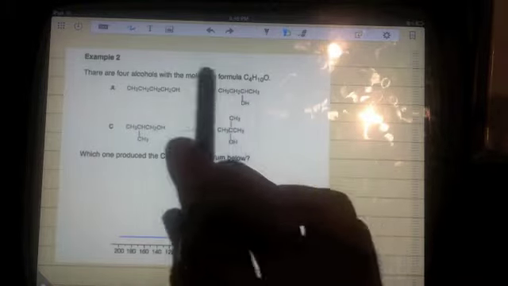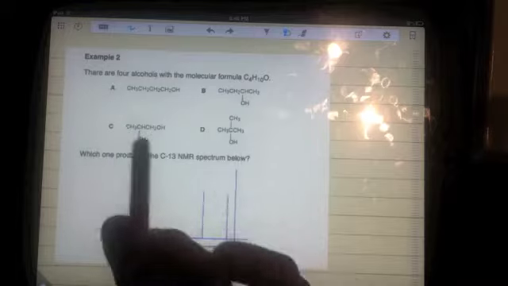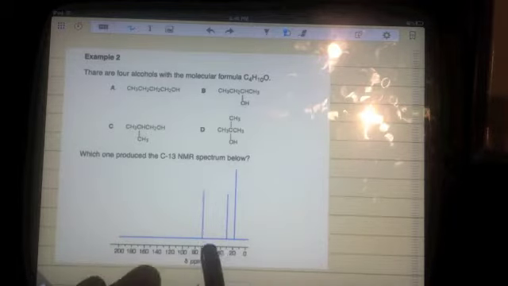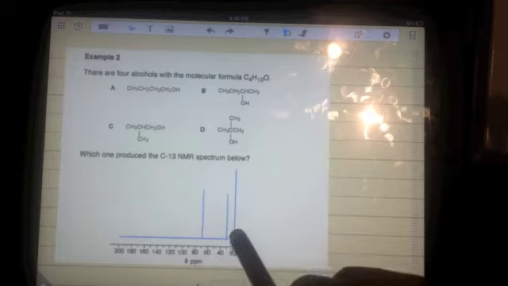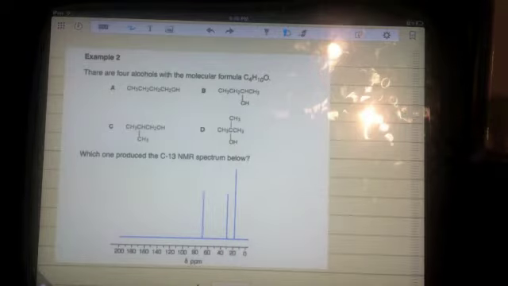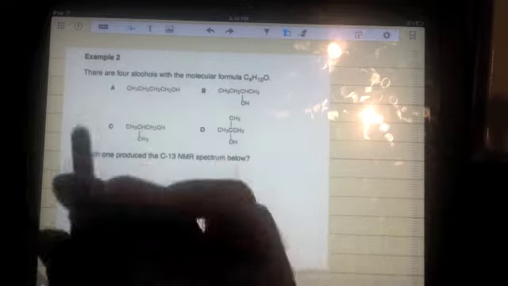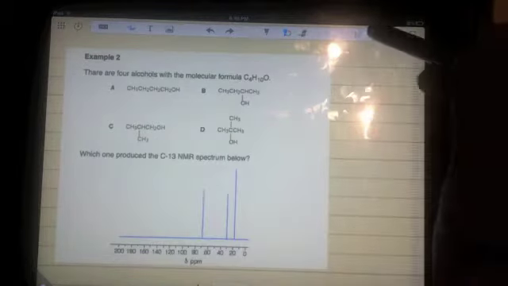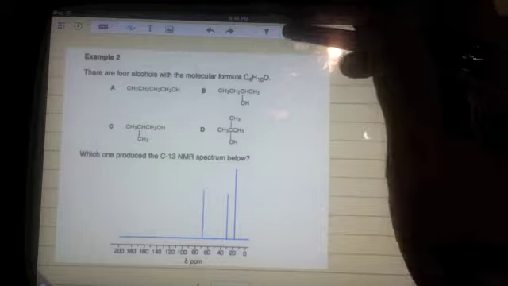Now, we say which one is it going to be? And we've got a spectra here, and the first thing you should notice is it has 3 lines. Now 3 lines here, and 4 carbons in our molecular formula, that tells me I have to have symmetry somewhere with this molecule. I'm going to look up here and see which molecules might have symmetry.